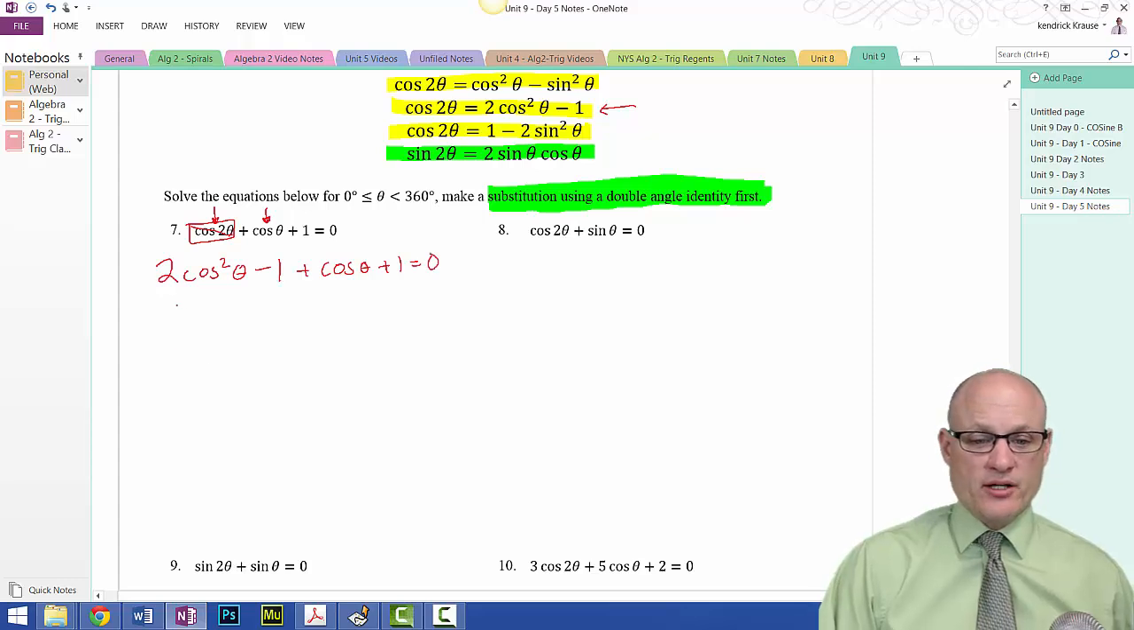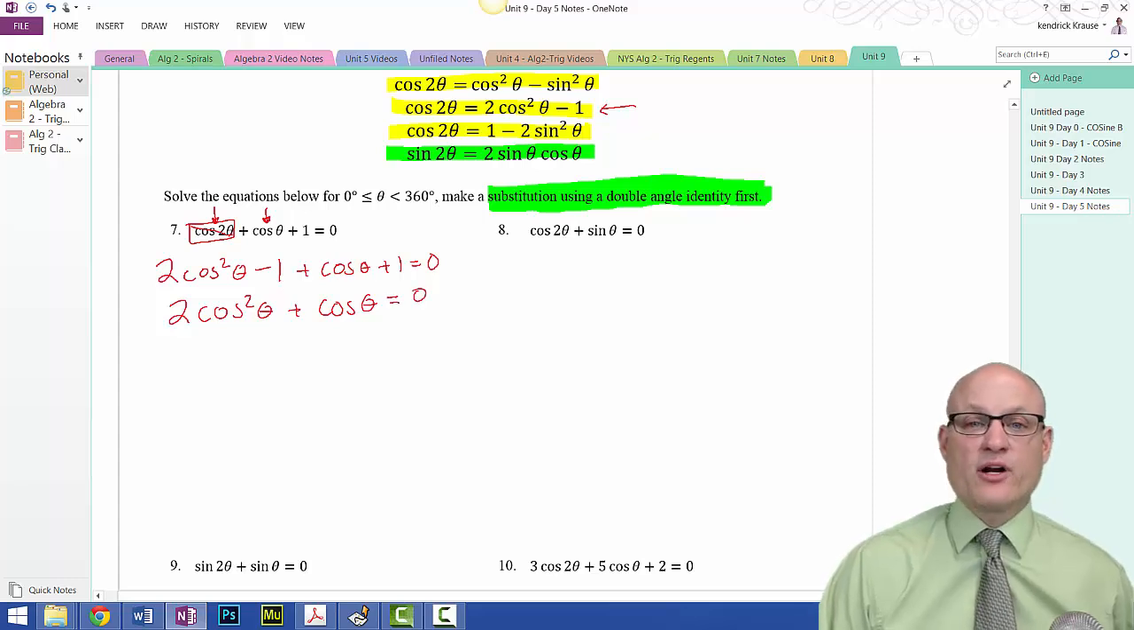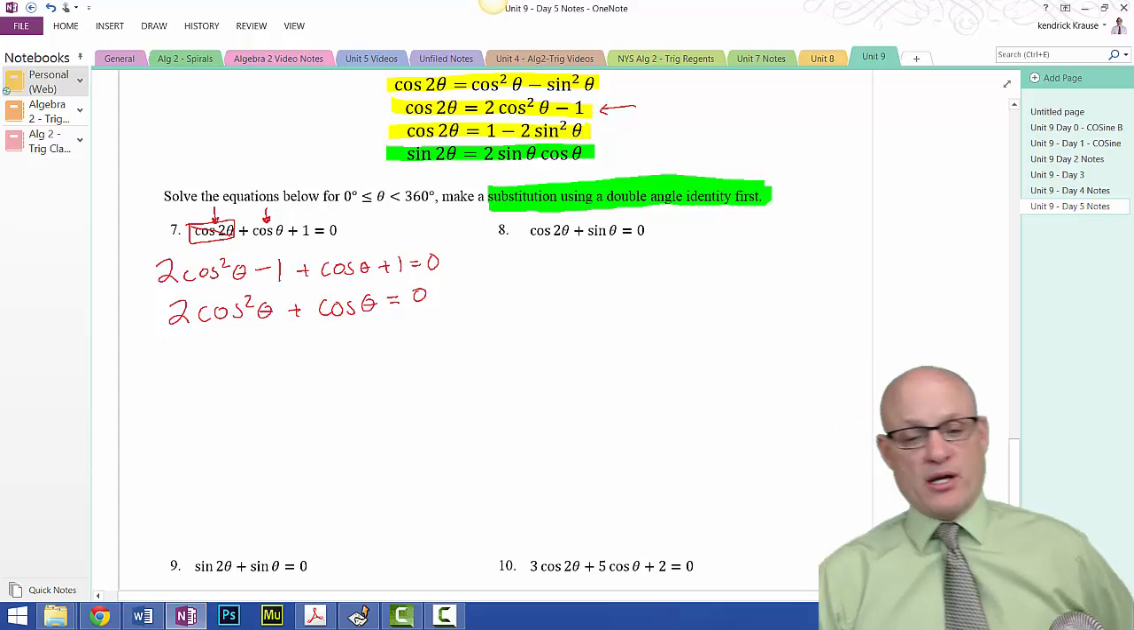All right, let me clean it all up. 2 cosine squared theta plus cosine theta, and minus 1 and plus 1, they just cancel, equals 0. I'm really going to try to stop screwing around so much. I think that's where I'm making my mistakes.